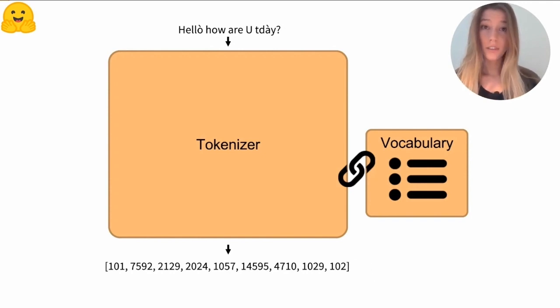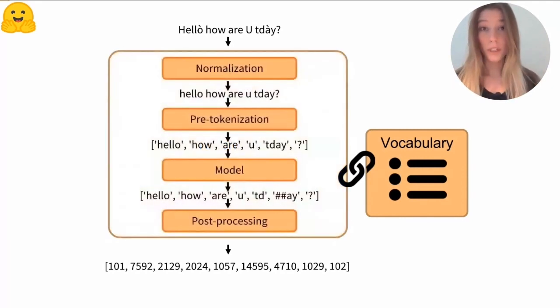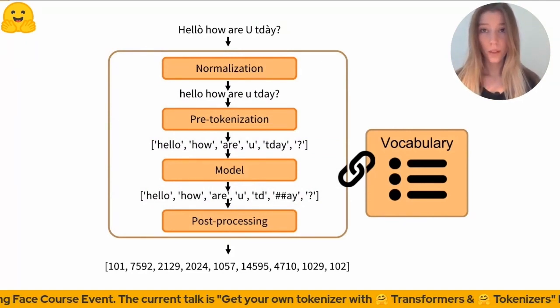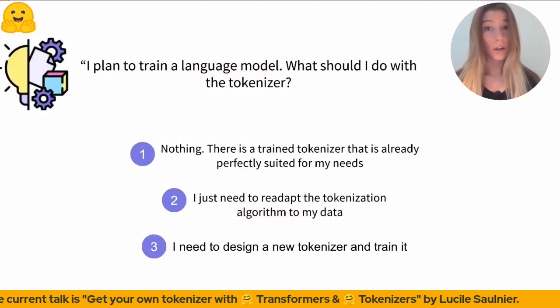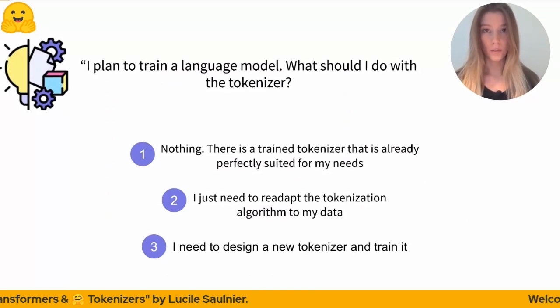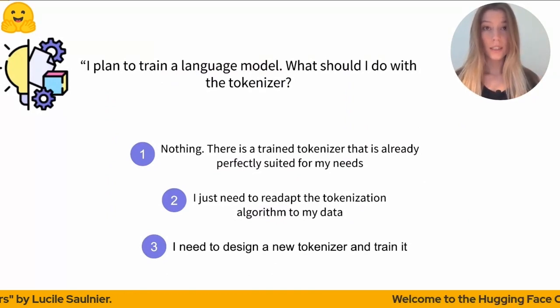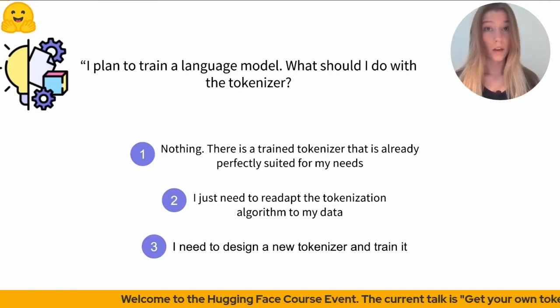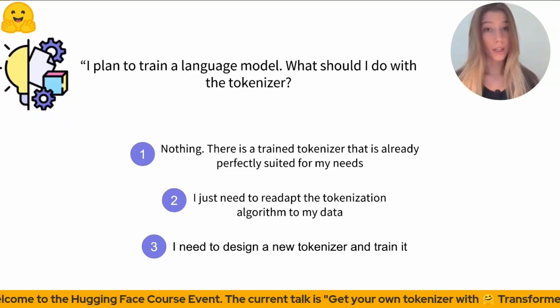The tokenizer is thus really designed and trained to be the best adapted to the data and the language model. And this applies to all the sub-operations included in the tokenizer, from normalization to post-processing. So when you want to train a language model, you will ask yourself the question, what should I do with the tokenizer? The first possibility is that there is already a trained tokenizer that fits your needs very well, and in this case, the question is quickly solved.